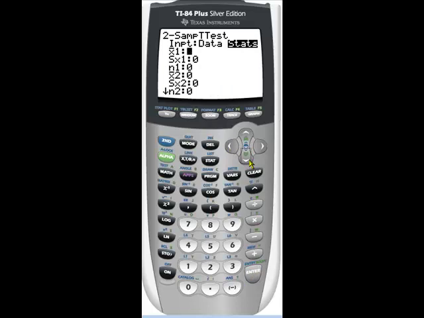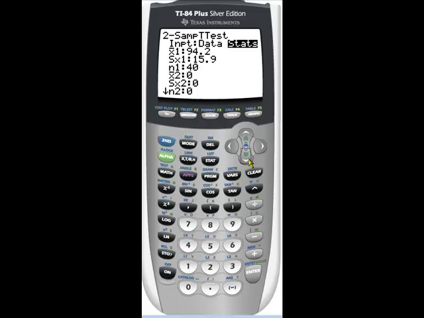And now we need our first piece of sample information. So the sample mean for population 1 is 94.2. And the standard deviation for that sample is 15.9. And the value of n is 40.